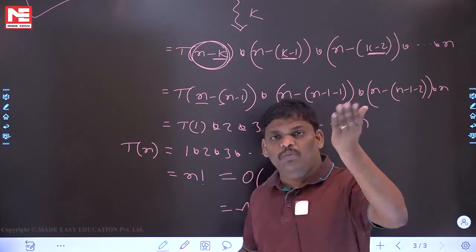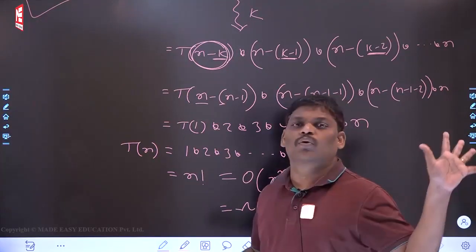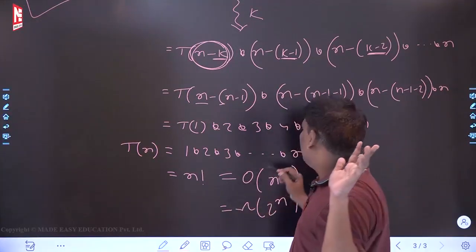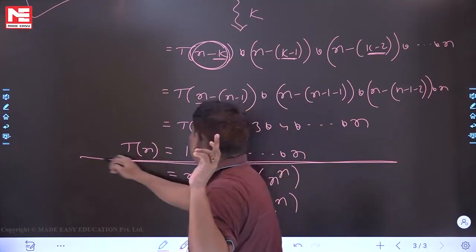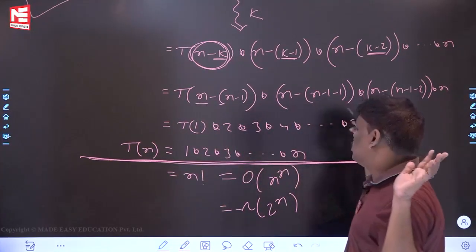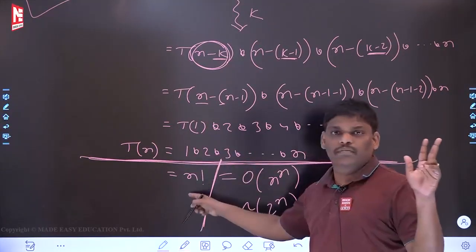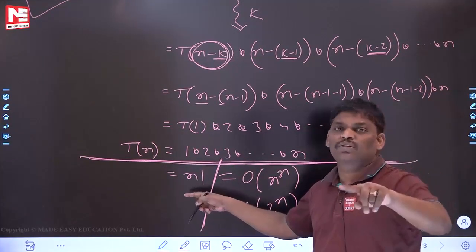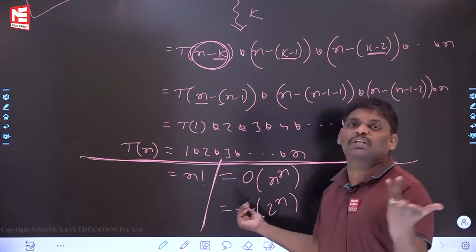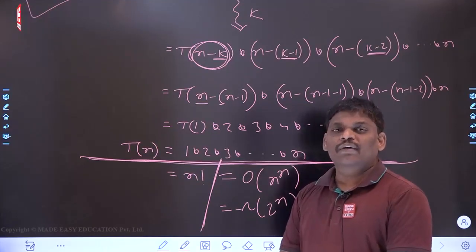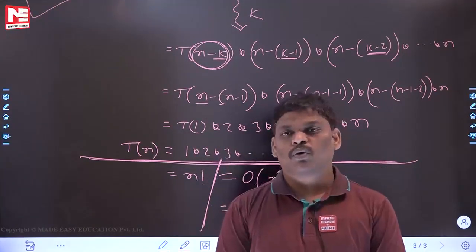When will you go for upper bound or lower bound? When the actual answer is not there, you go for upper bound or lower bound. See this one. Until here, we are solving the recurrence relation. After solving the recurrence relation is over, you get the answer as n factorial. If n factorial is there in the options, you select it. If not, its upper bound may be there, or its lower bound may be there. Please be careful. Whenever equal is not there, then go for upper bound, then go for lower bound.